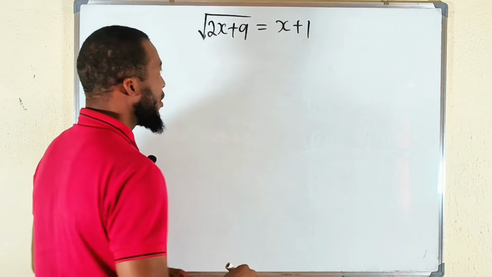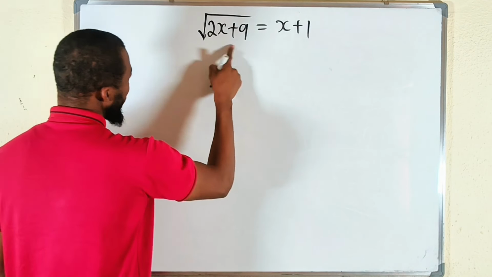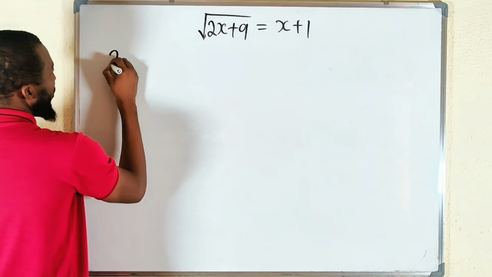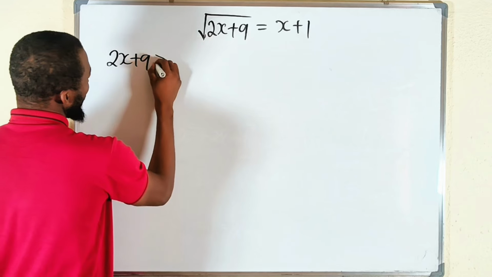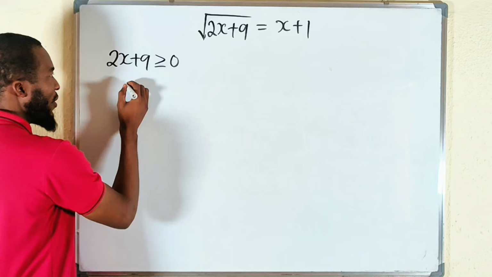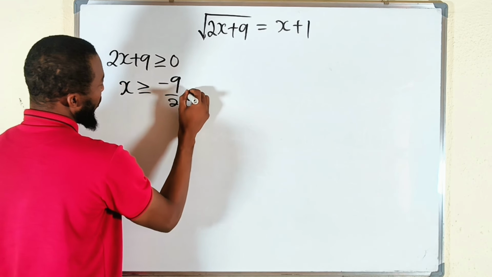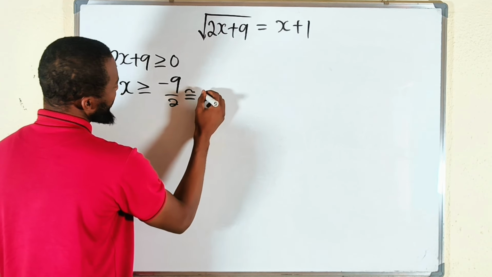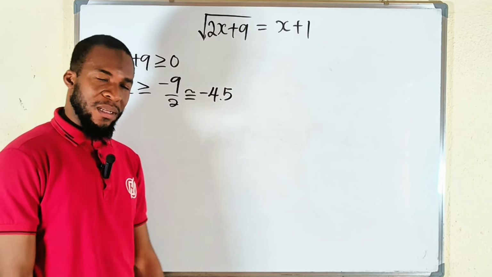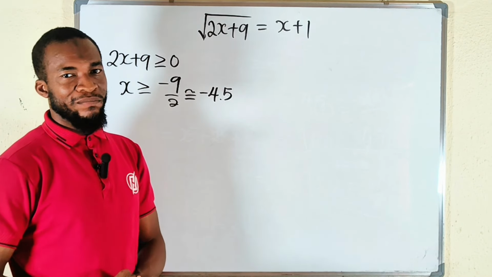All right, before you start solving, it is important to observe the domain of this equation. You should know that the content of a square root will always be greater or equal to 0, which implies that 2x plus 9 has to be greater or equal to 0. If you take 9 to the other side and divide both sides by 2, you have x greater or equal to negative 9 divided by 2, which is negative 4.5 equivalent.